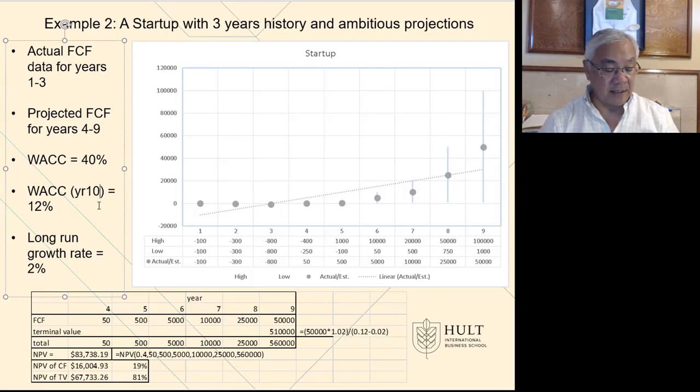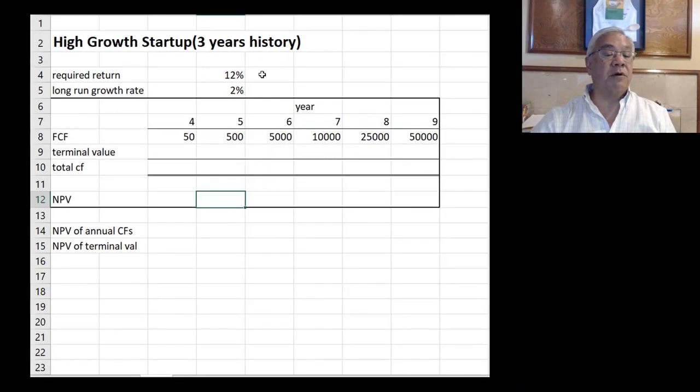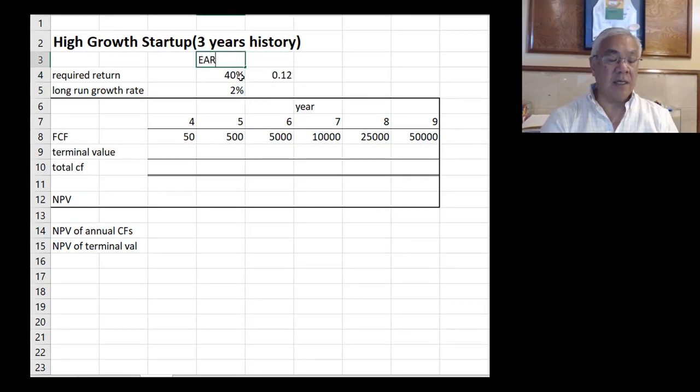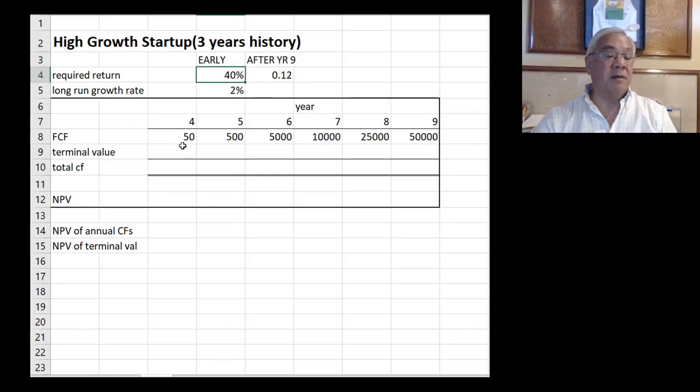So again, we'll hop back into Excel. So the required return is, there's 2 periods. It's 40% and 12%, and this is early, and this is after year 9. In other words, starting year 10. So here's the cash flows that are the assumptions. We want to do the terminal value. Again, let's do this together.